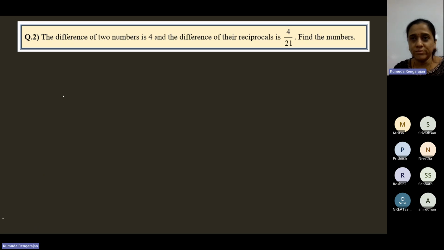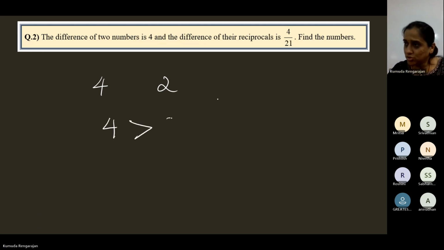Now, supposing we have two numbers, we'll say x is the bigger number and y is the smaller one. Let me take numerical values, like say 10 and 6. The difference of these is 4. No, let me take 2 and 4, it's easier to understand. The difference between 4 and 2 is 2, right? Now 4 is greater than 2.